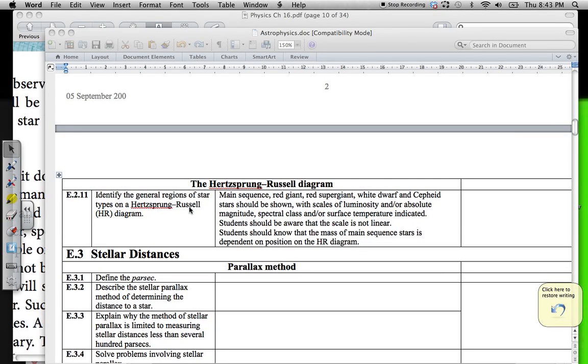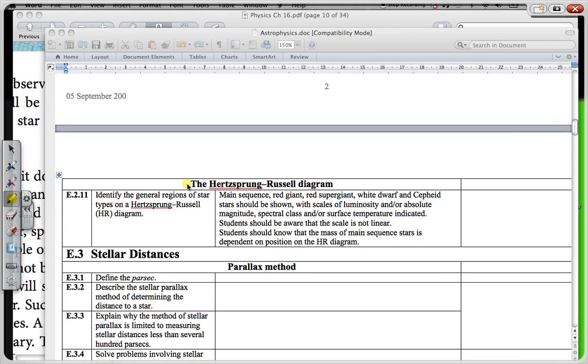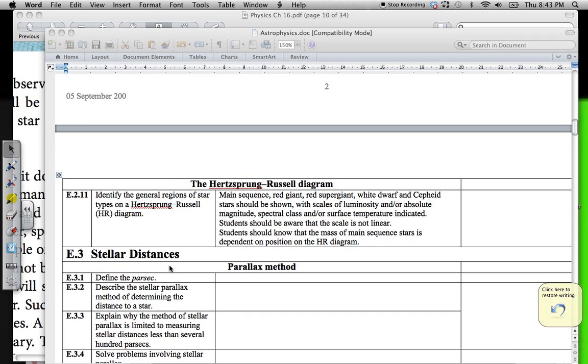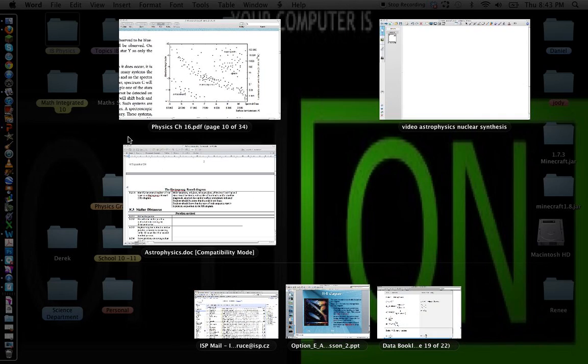So here I'm going to be talking specifically about the Hertzsprung-Russell diagram, which has proved to be invaluable in classifying stars and being able to find out different things about stars which are really far away. Here there are some points that you need to make sure that you understand. I'm going to use a diagram from our textbook to discuss it.